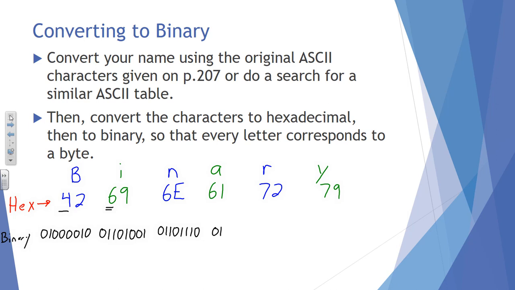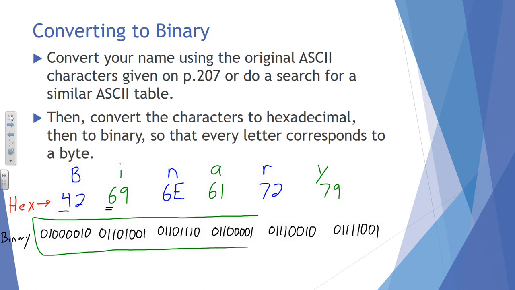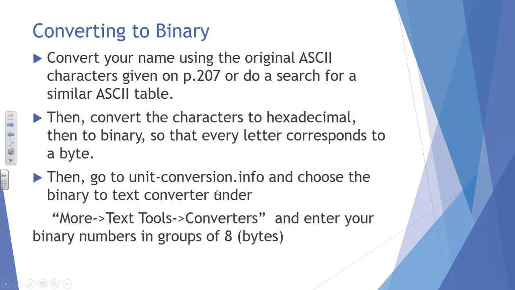61 becomes 0, 1, 1, 0, 0, 0, 0, 1. 72 becomes 0, 1, 1, 1, that's the 7. And the 2 is 0, 0, 1, 0. And a lowercase y is 79, which is 0, 1, 1, 1 for the 7, and 1, 0, 0, 1 for the 9. So at this point, we have the word binary completely stored in terms of 1s and 0s. I'm going to take that data, and we're going to go out to our unit conversion calculator and type in that data and see if it converts the word back for us.